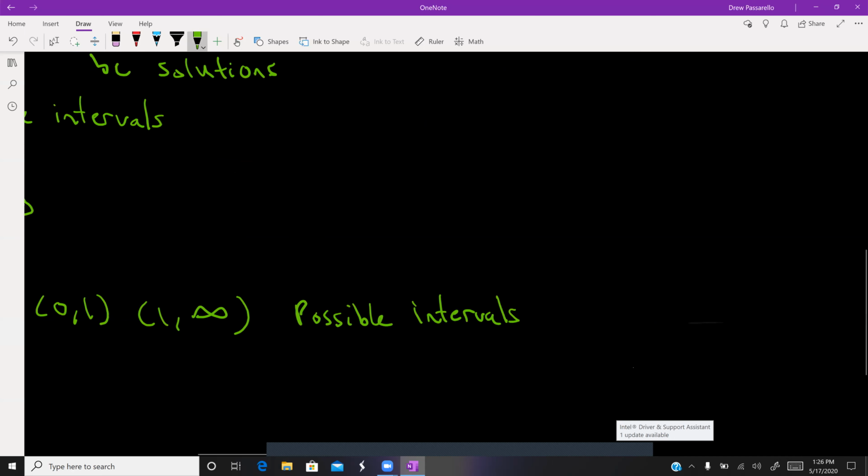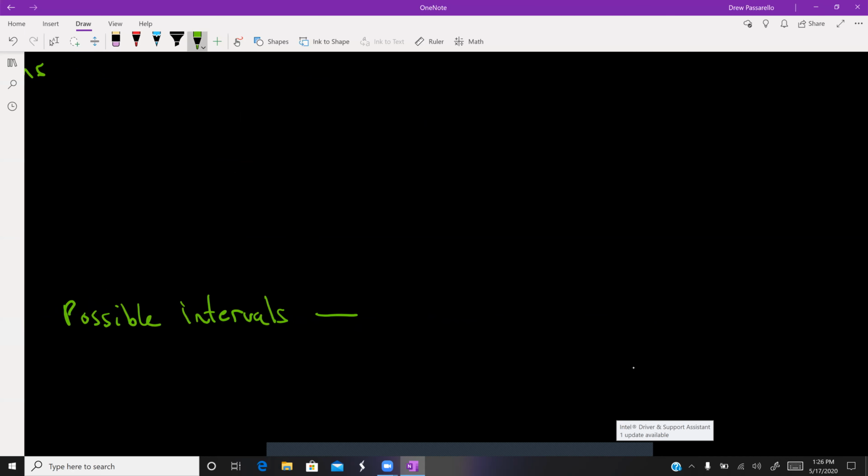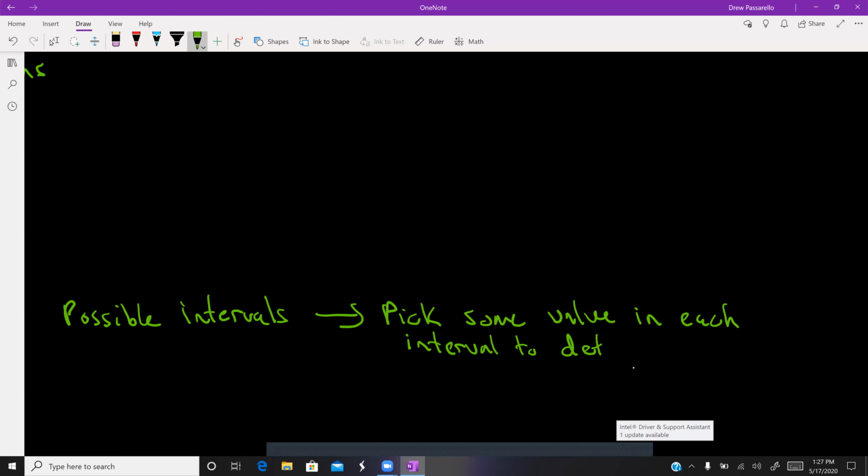And then to tell which interval is going to be your actual solution, you're going to pick some value in each interval to determine if that interval is valid for the equation or inequality.